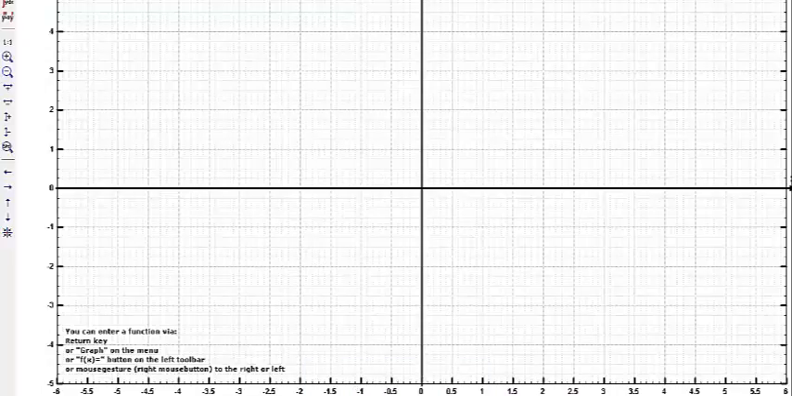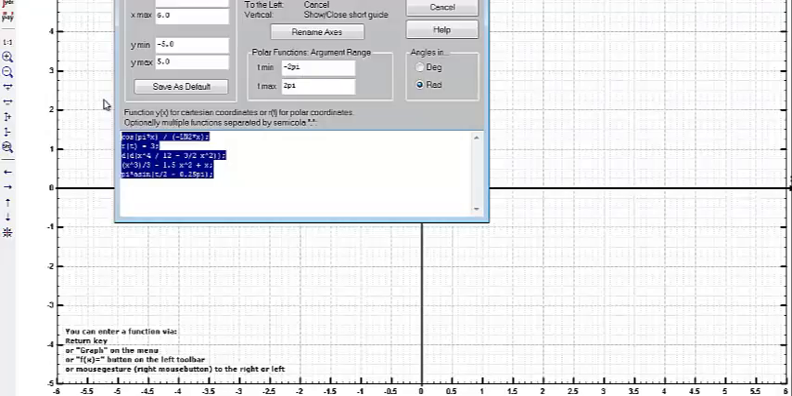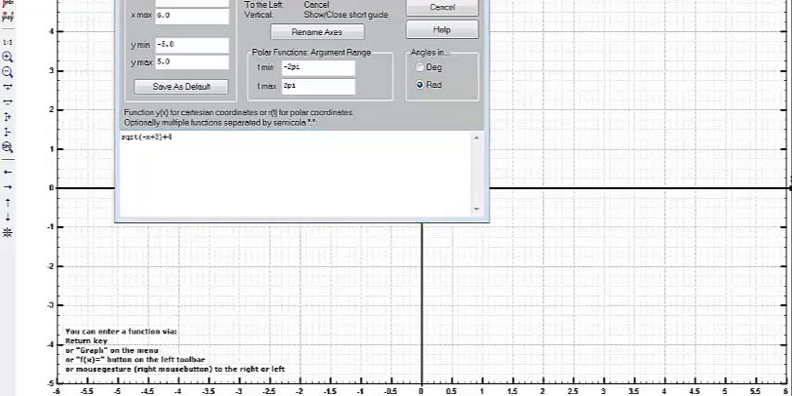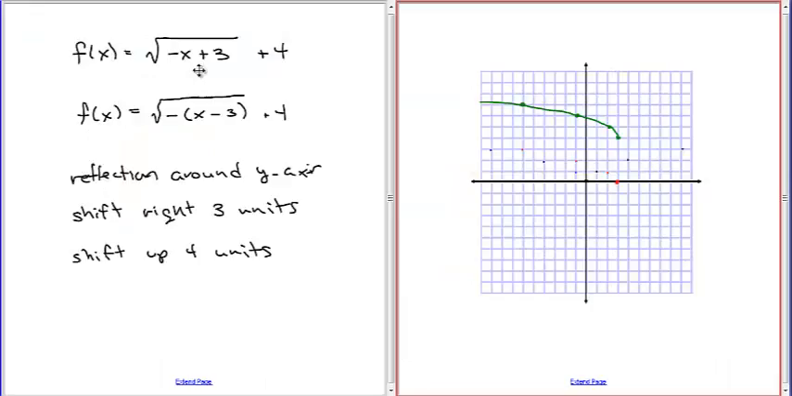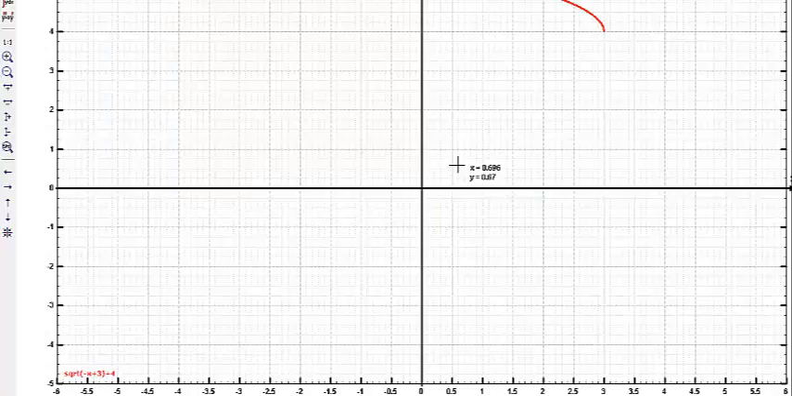So the function I just did was, and you're missing part of this because of the way I've got the screen set up recording it, equal to the square root of negative x plus 3 and then plus 4. So I think that was the original function. Square root of negative x plus 3 plus 4, okay. So we push graph, and there it is.